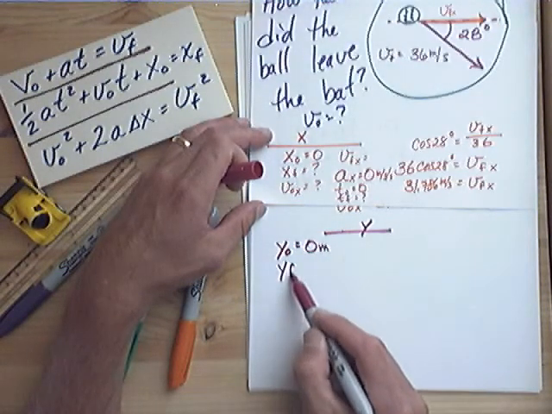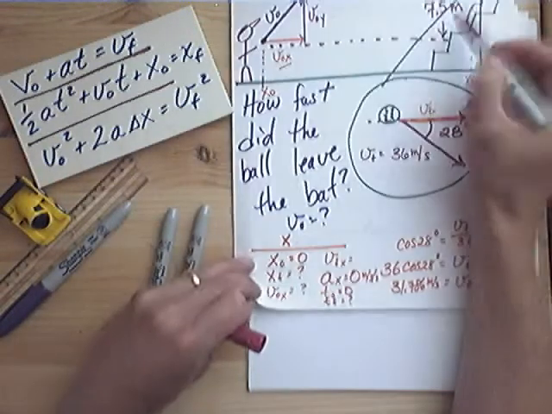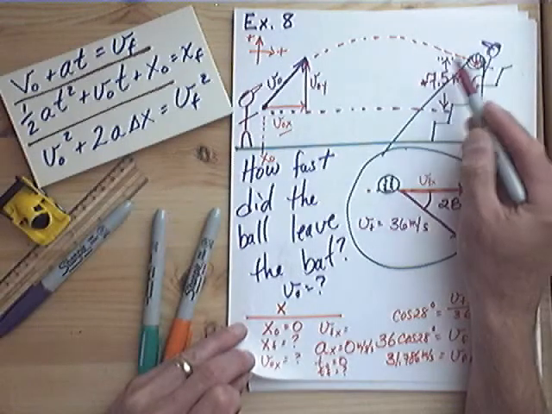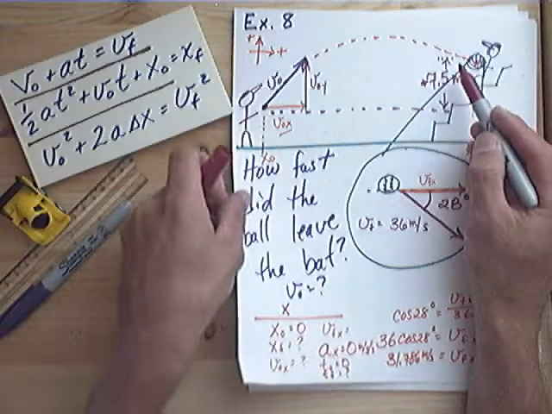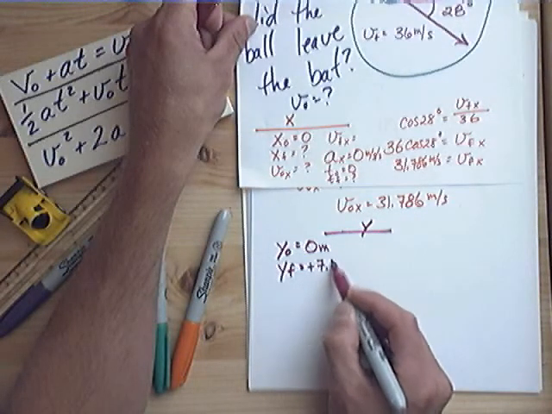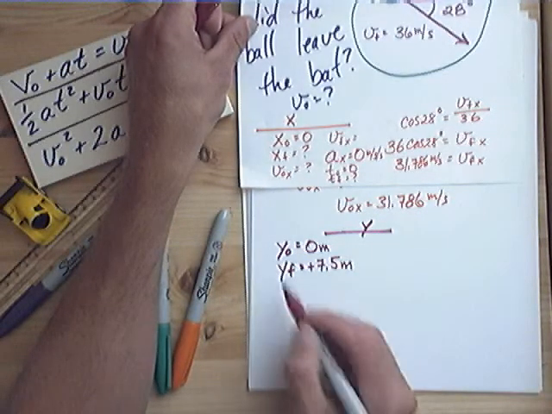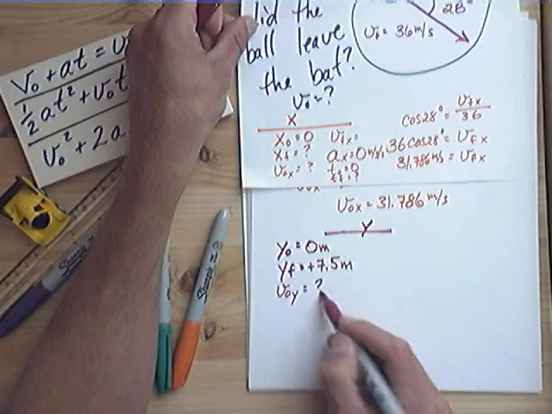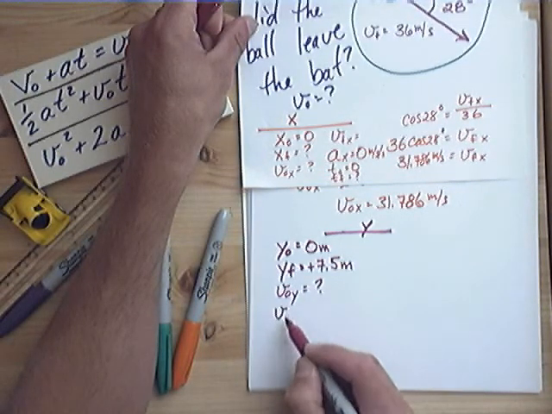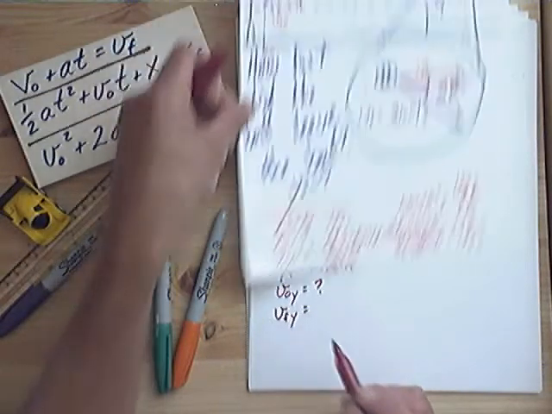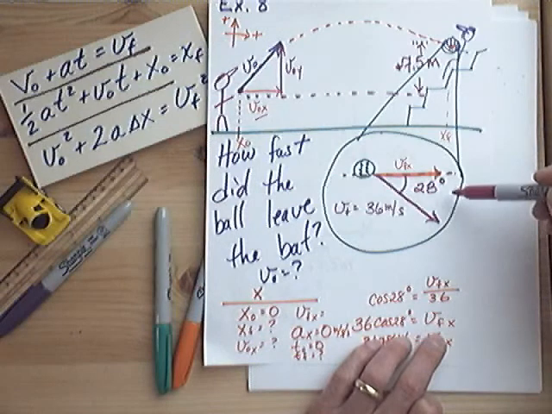Our final y position is going to be plus 7.5 meters above where I started from, because I catch it up in the stands. My initial velocity in the y direction, that's what I'm looking for. My final y direction, I think I can figure it out from here.